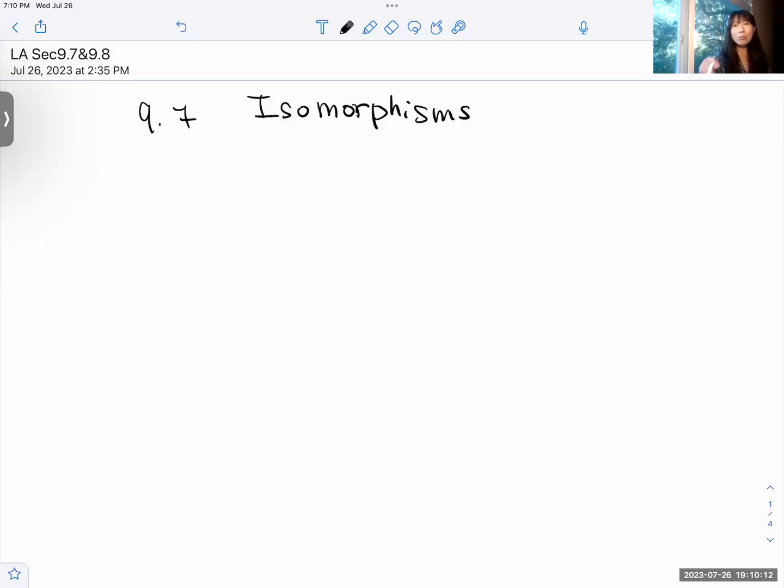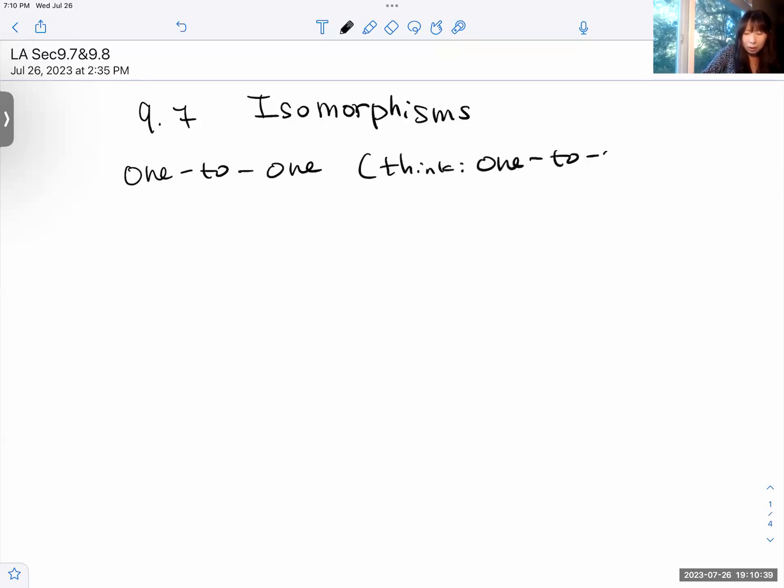Okay, isomorphism. We are going to talk about what this means later by definition. Before we do that, we want to understand what is one-to-one and onto. One-to-one. So think about a one-to-one function. We had a one-to-one function, right?